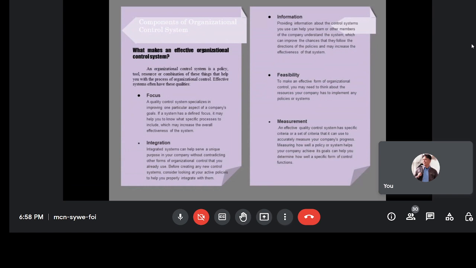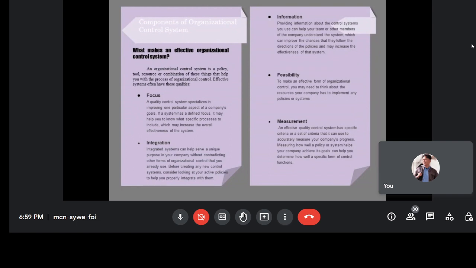Providing information about the control systems you use can help your team or the other members of the company understand the system, which can improve the chances that they follow the directions of the policies, and it may increase the effectiveness of the system. Next is the feasibility.